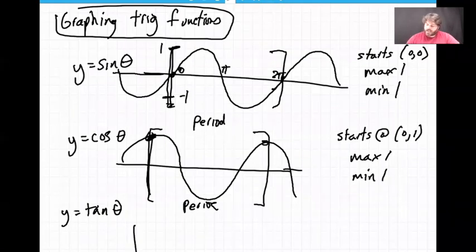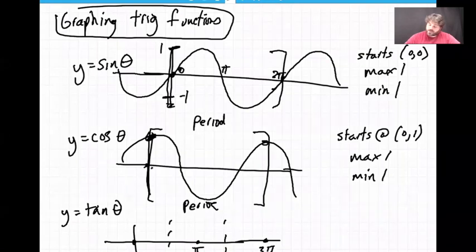Okay, and then tangent. This one's a little funky. It has these vertical asymptotes. We'll talk about the centers. The centers are at 0, pi, and 2 pi. Oh, also, I didn't talk about this. This is 0, and this is 2 pi. Could be in degree measures, like 360, but usually we go from 0 to 2 pi.